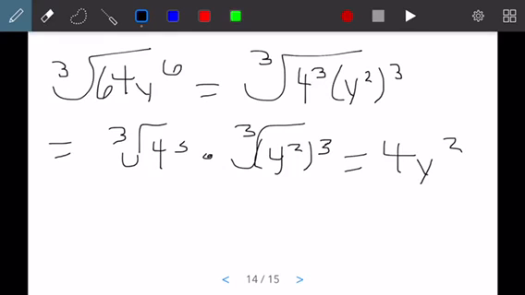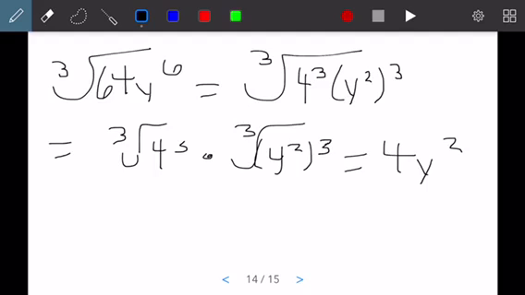So then we have 64y to the sixth power, all under the cube root. So here you're just gonna turn the 64 into 4 to the third, because that can be factored out. And then the y to the sixth is going to turn into y squared to the third power, because that also factors out. So basically you're going to have 4 to the third power times y squared to the third, all under the cube root.